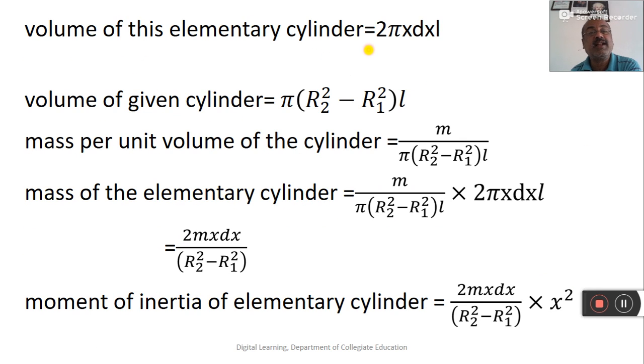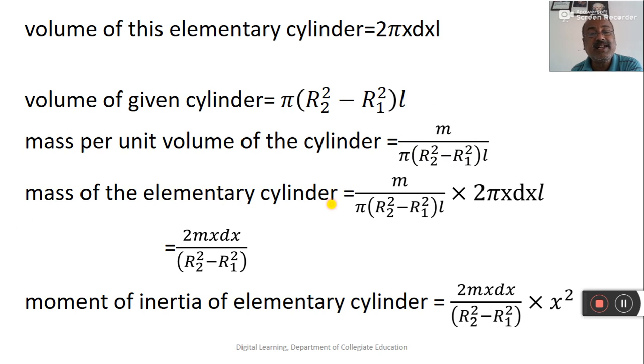Volume of this elementary cylinder is 2 pi x dx into L. Volume of the given cylinder can also be written as pi into R2 squared minus R1 squared into L. Mass per unit volume of the cylinder can be written like this. This is the volume of the cylinder, and this is the mass of the cylinder. Hence, we can write the expression like this.